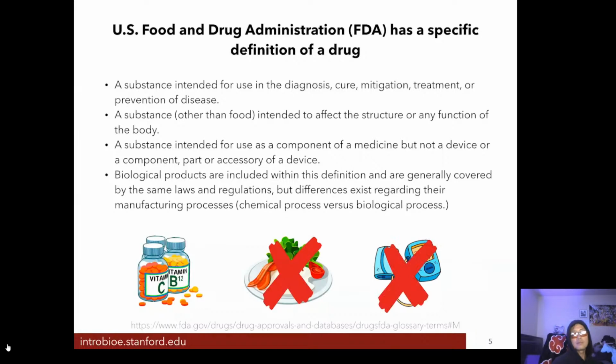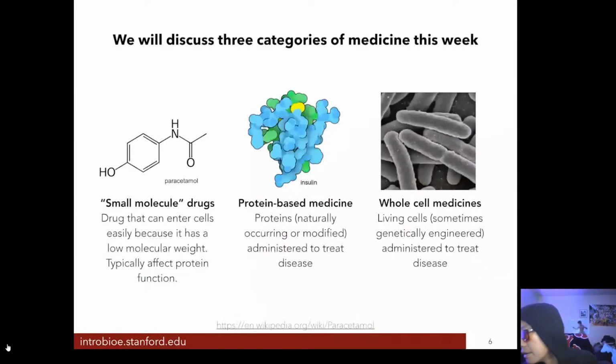Okay, so we're going to discuss 3 categories of medicine this week. Like I said, those are small molecule drugs. These are molecules that can enter cells very easily because they're very small or they have a low molecular weight. These molecules typically affect the function of proteins within a cell, and that is how they cause changes that treat disease. There are also protein-based medicines.